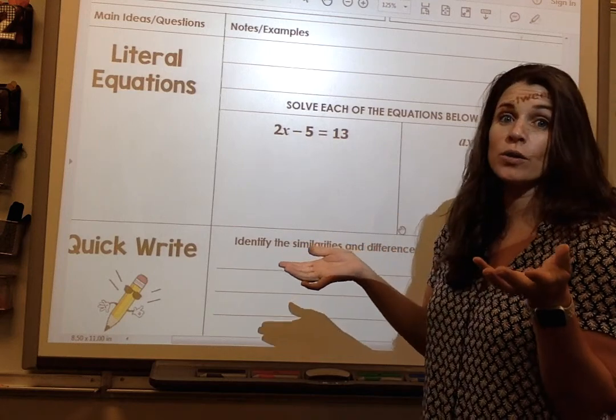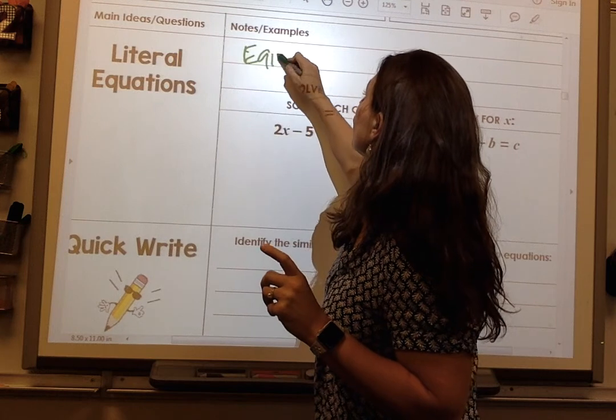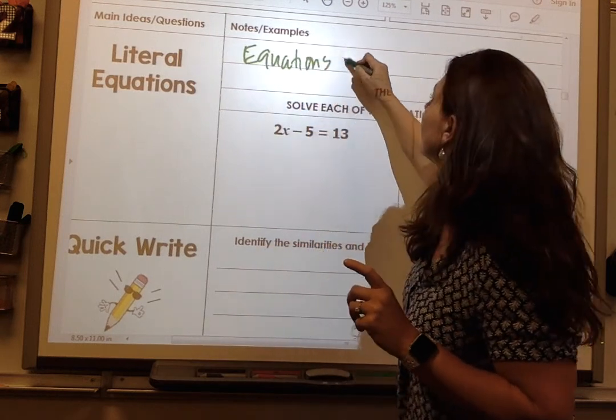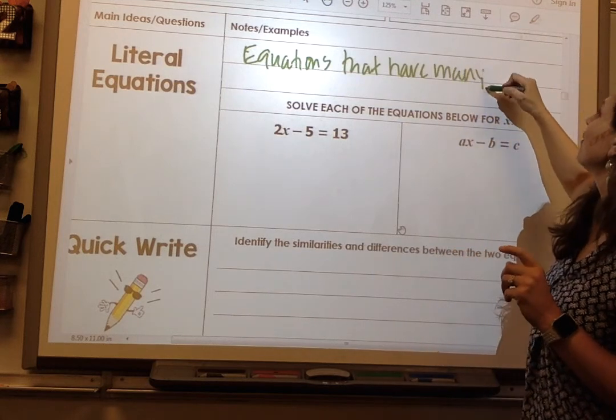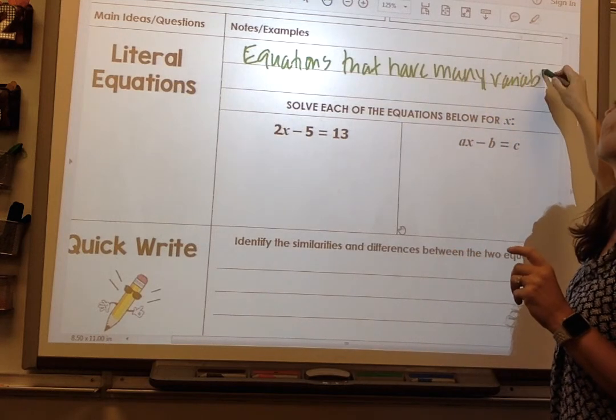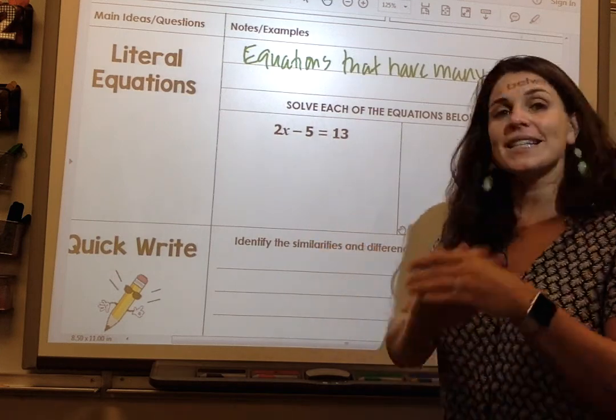Okay, here's our next one, literal equations. So what are literal equations? They are equations that have many variables. But it's the same steps.